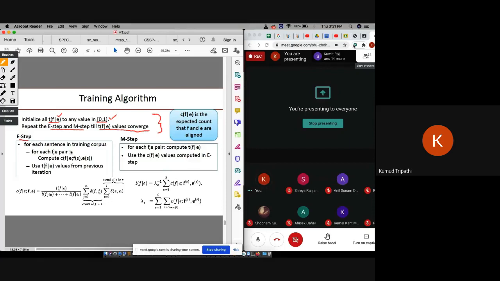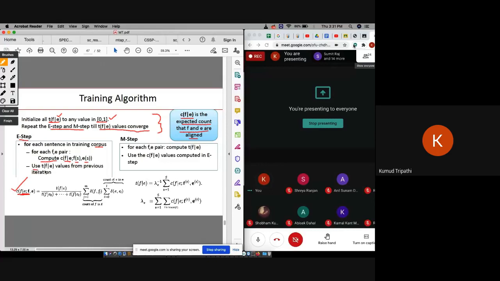What is happening for each sentence in the training corpora? You need to compute C of F comma E given F and E. This one. So what is this C of F comma E? It is the expected count that F and E are aligned. Expected count you can get from the training corpora. And how is this C of F comma E computed? Using this formula.